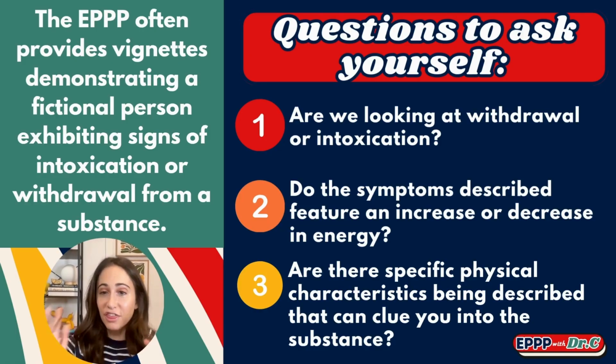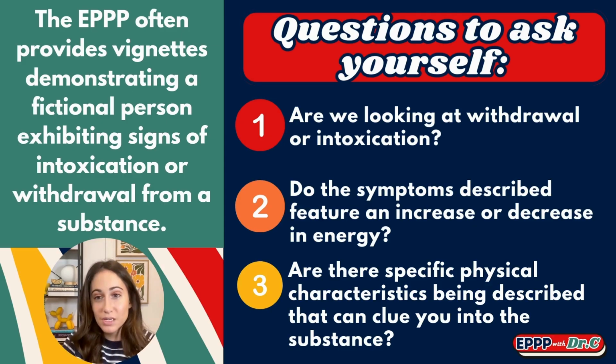However, one of the things that I like to do in terms of breaking it down is ask myself some questions. So the first thing is to really look at, am I cluing into this question about intoxication or withdrawal? So I'm in one of two camps. Are they describing someone that is actively under the influence, intoxication, or is it someone who is experiencing withdrawal symptoms, the substance is leaving their body?